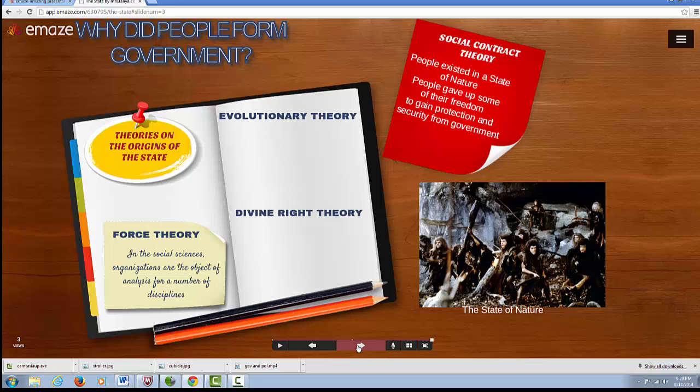All right, so those are the theories of government and the characteristics of the state. Which theory do you find most compelling?